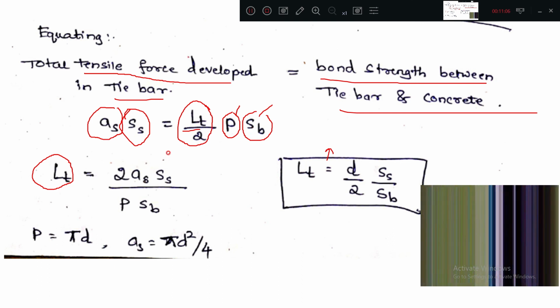So I have taken LT on the LHS and the remaining terms on the right hand side. I should get 2 AS by SS divided by P into SB. I can easily substitute AS as pi d square by 4 and perimeter P as pi into D. If I put these two values here, the equation will reduce to this. You can try it at home. LT equals D by 2 SS divided by SB. SS is the permissible tensile stress in steel and SB is the permissible bearing stress between tie bar and concrete. So this is the procedure.